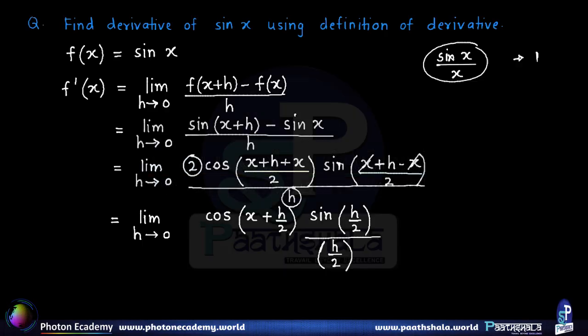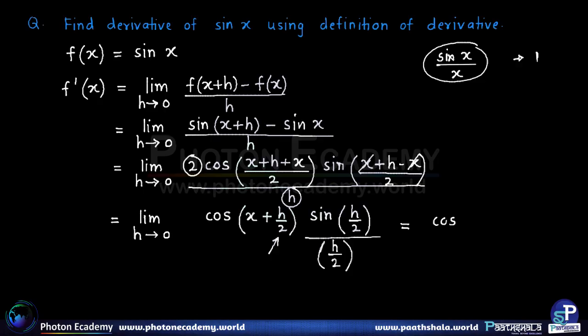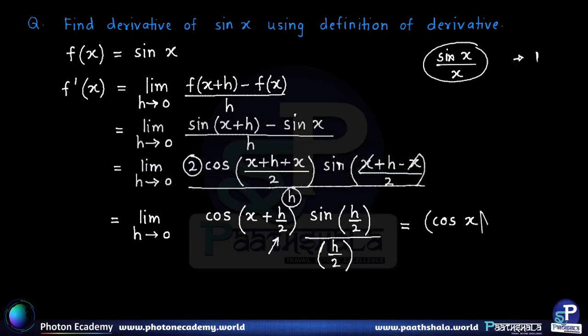So now, taking the limit further, if we substitute h as 0, cos of x plus h by 2 turns out to be cos x. So the first term is nothing but cos x, and in the second term we see the standard limit, sine of h by 2 upon h by 2 as h tends to 0, which is nothing but, since h by 2 also tends to 0, equal to 1. So we have cos of x multiplied with 1. Therefore the final answer is cos x.